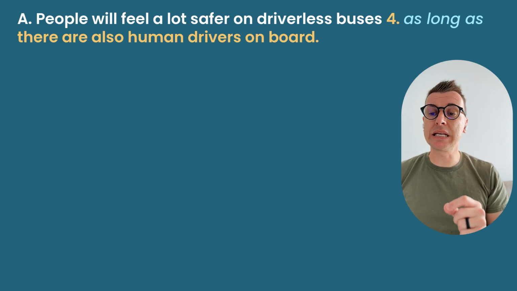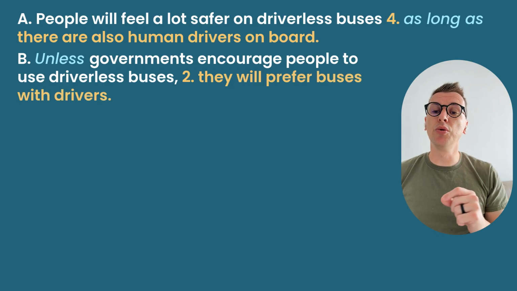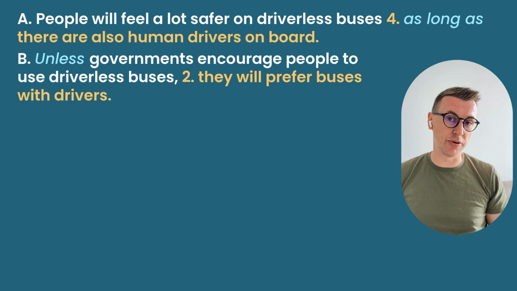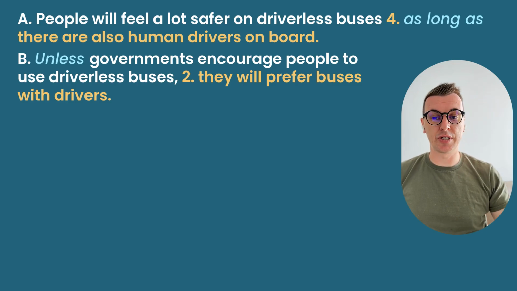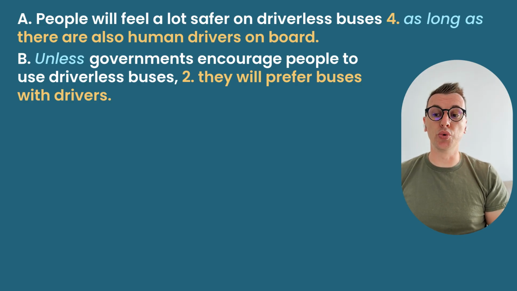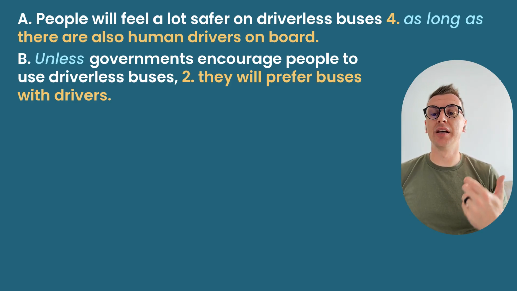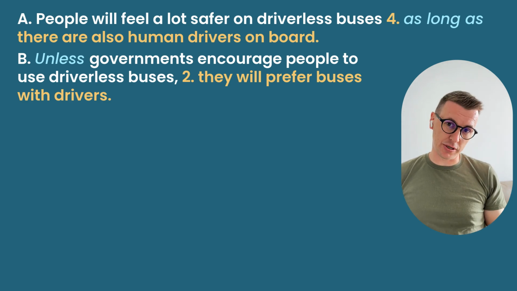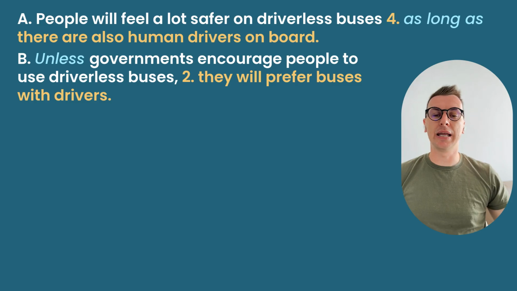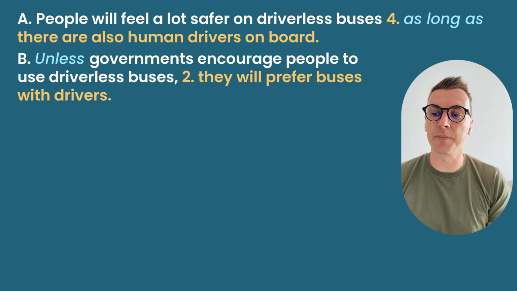Now, B, unless governments encourage people to use driverless buses, number 2, they will prefer buses with drivers. So again, the result part is they will prefer, but in the condition part, we use unless, which is the negative form of if. So you could have said, if governments don't encourage people, and so on. So that's kind of how you change this around.